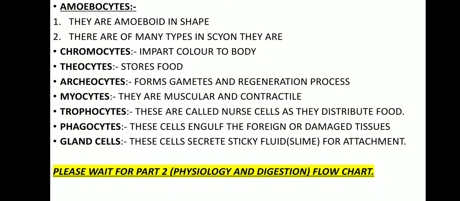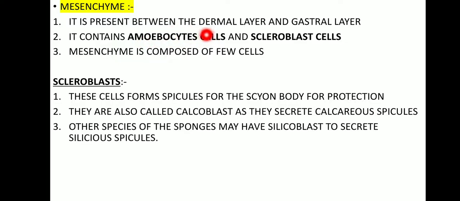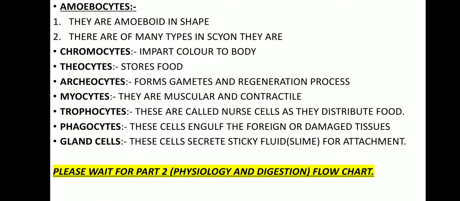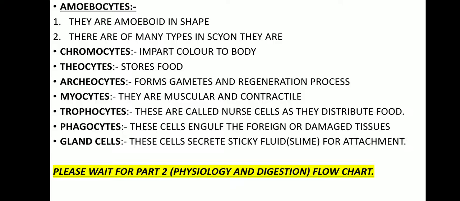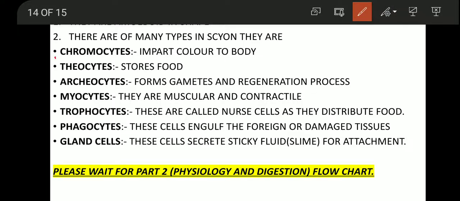Now let's discuss the second category of cells, that is amebocytes. We have discussed the scleroblast cells and now we are discussing the amebocytes. In the term itself we hear the word amoeba. They are irregular in shape, amoeboid. In scion, the amebocytes are of many types. First, chromocytes, which give the color to the scion. It may be brown or gray. Whatever the color is, the chromocytes give it. The function of chromocytes is to give color.